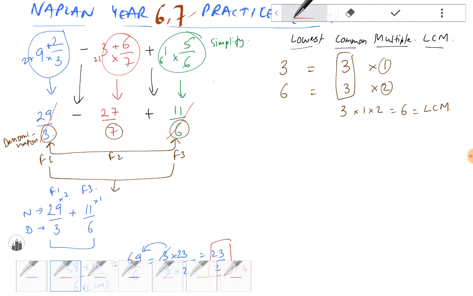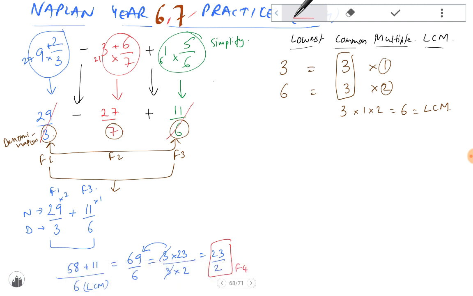Okay, and now we are left with fraction number 4 and fraction number 2. So let us solve it over here. So we have 23 by 2 minus fraction 2, which is this one here, which is 27 over 7.